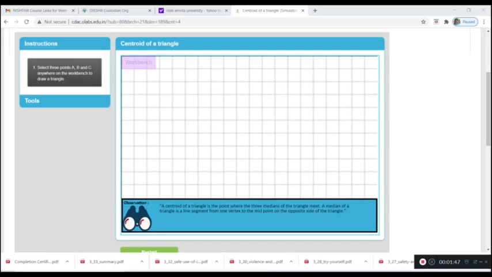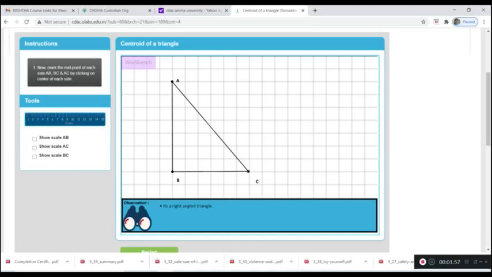Then let us find the centroid of a right angle triangle. So first we have to draw the right angle triangle. So here ABC is a right angle triangle. First we have to find the midpoints of each side. So here the midpoint of AB is P.